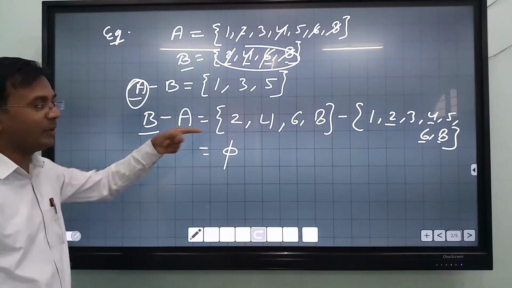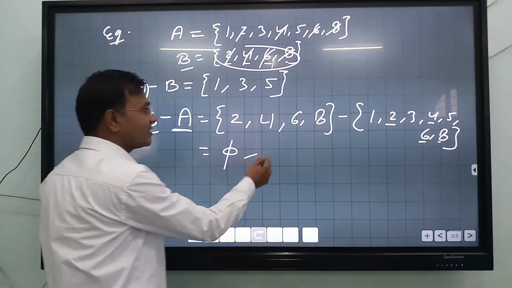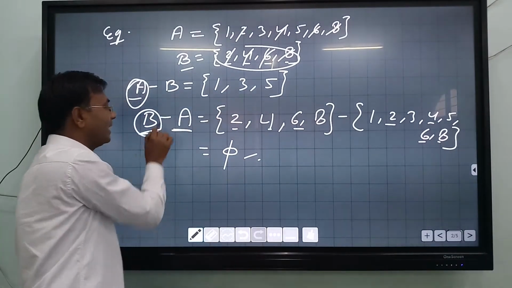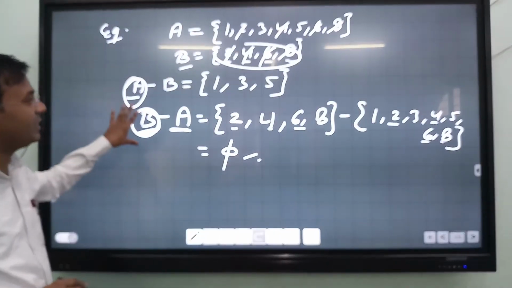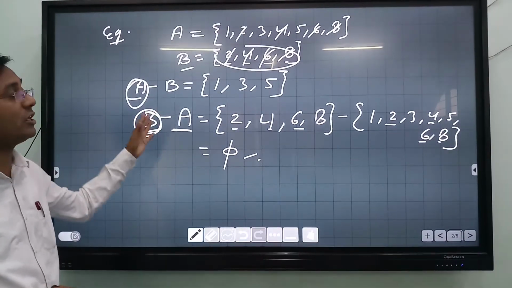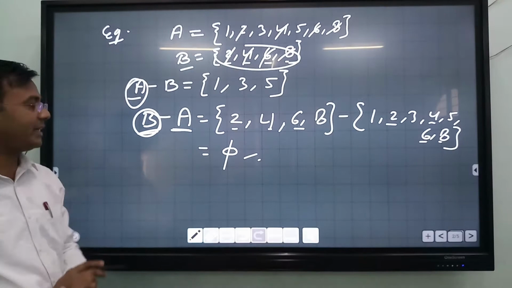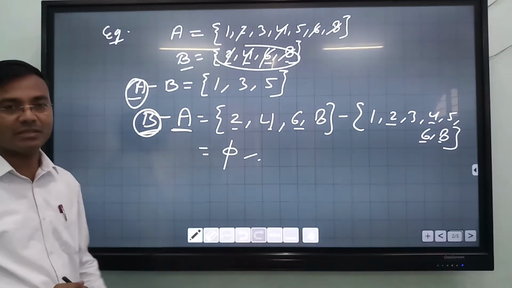Okay, so reply how many of you have got the empty set as the answer, because 2, 4, 6, 8 are there. So in the set B, I already told you, what are the remaining elements which are not coming in the set? There are none. So the answer is the empty set.